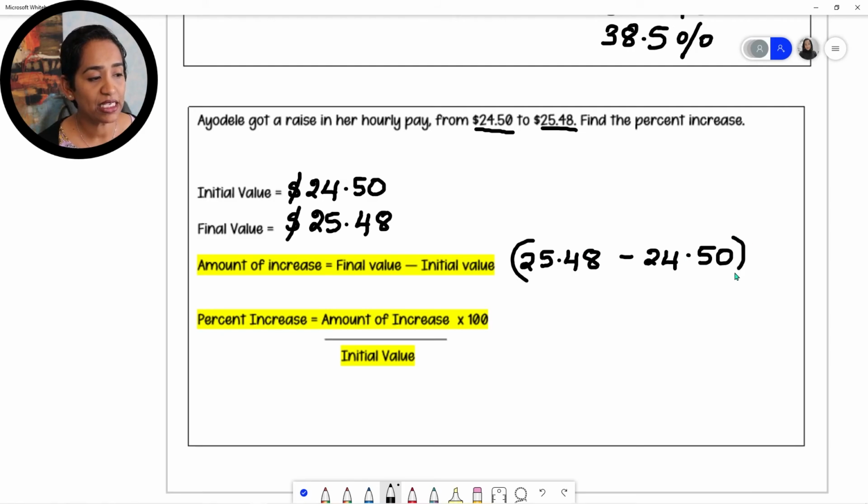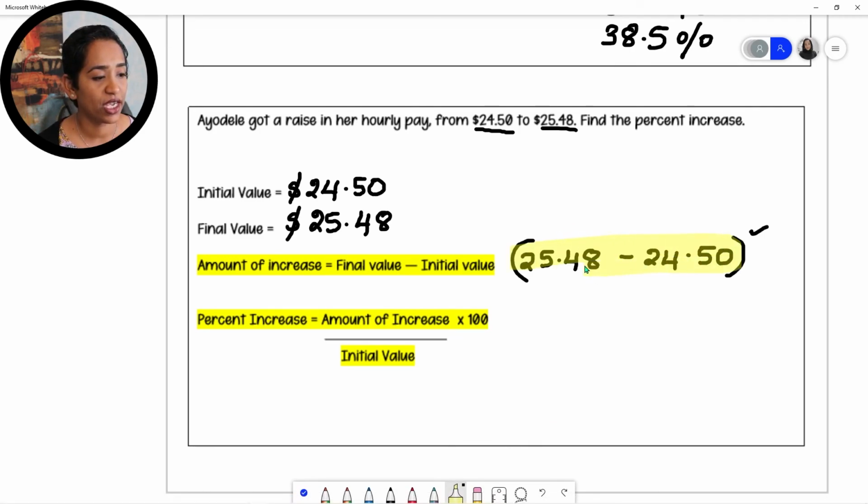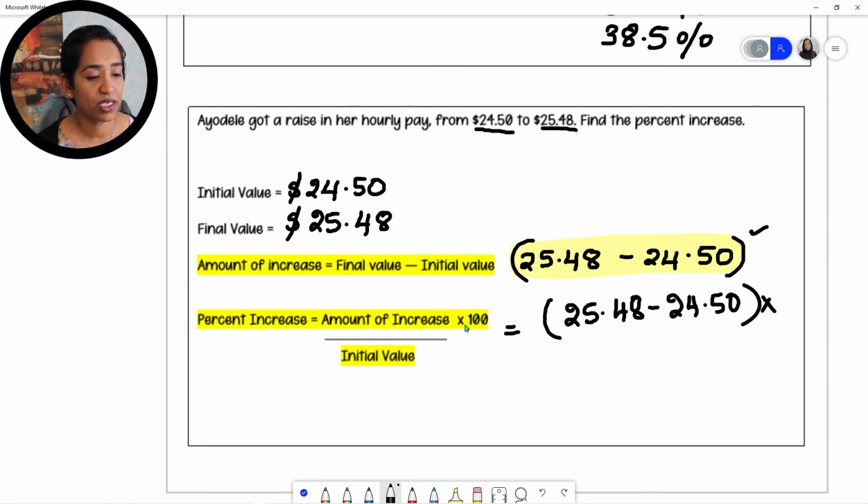I'm not going to calculate this. I'm going to leave this in parentheses because remember what I told you: I'm going to show you how to do everything in one step using your class calc. So that part is done. My next part is to find the percentage. I have the amount of increase right here. I'm still going to keep this in parentheses: 25.48 minus 24.50, times 100, divided by the initial value. What is my initial value? 24.50.